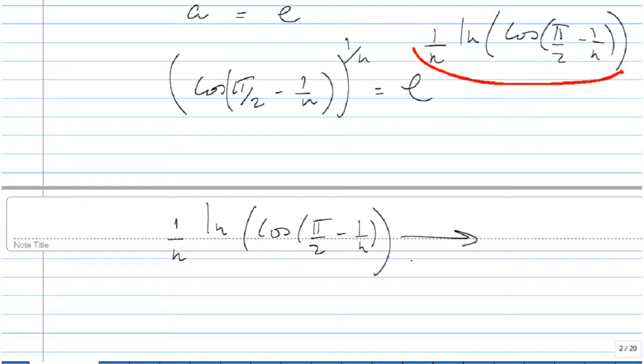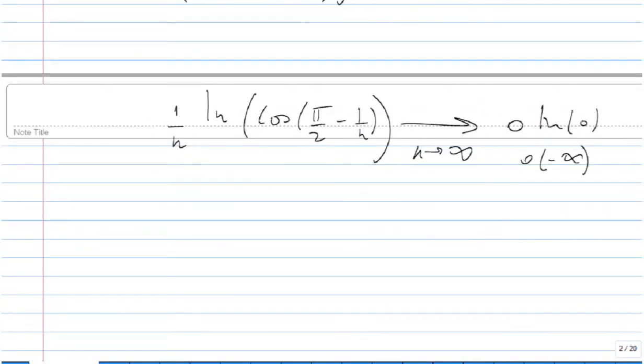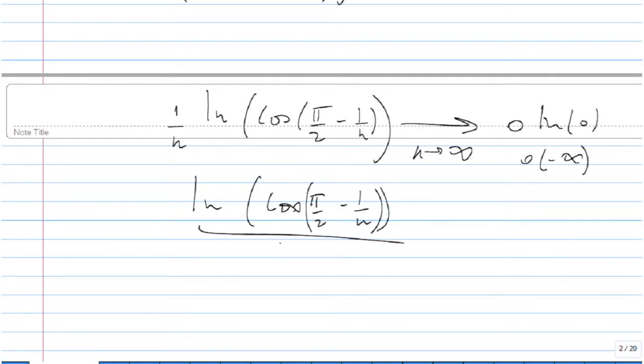And it's very easy to see that when n goes to infinity, the 1 over n goes to 0, and the inside cosine of pi over 2 is 0, ln of 0, that's 0 times minus infinity, and that's undetermined. And even if we look at now ln of cosine pi over 2 minus 1 over n, over n, we will find that the limit goes to ln of 0 over infinity, which is minus infinity over infinity, so we can use L'Hopital rule.